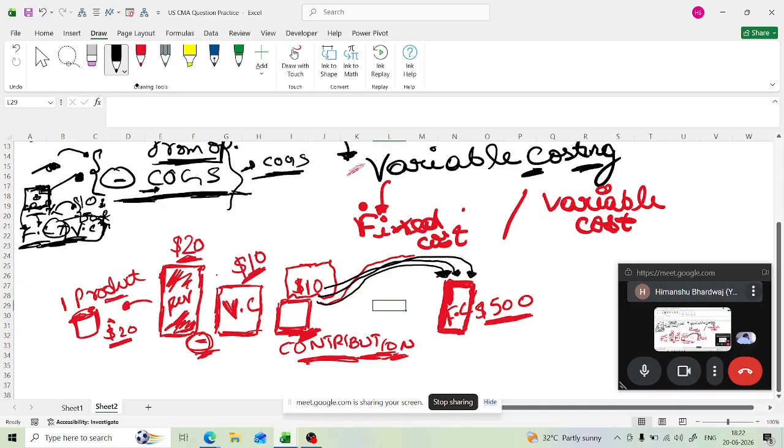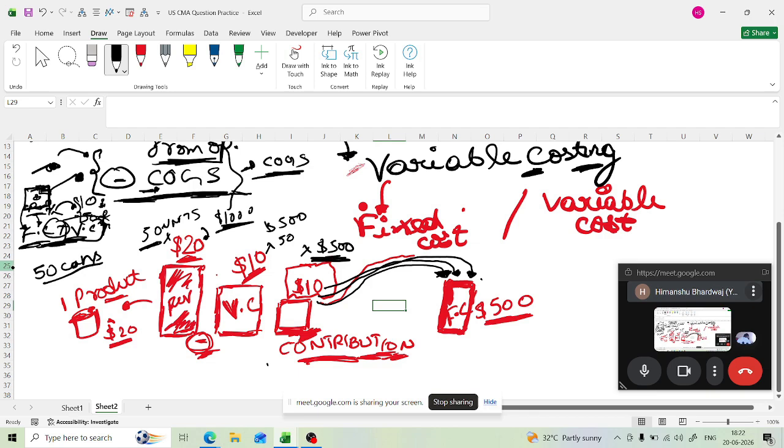Perfect. Let's say I am selling 50 cans. So I'll have to multiply everything with 50. 50 cans, these are my units which I'm selling. This is my selling price per unit, $20 per unit. Selling my cans, it is $1,000. My variable cost, again, I'll have to multiply by 50. It is $500. My contribution, which is my leftover, is also $500.